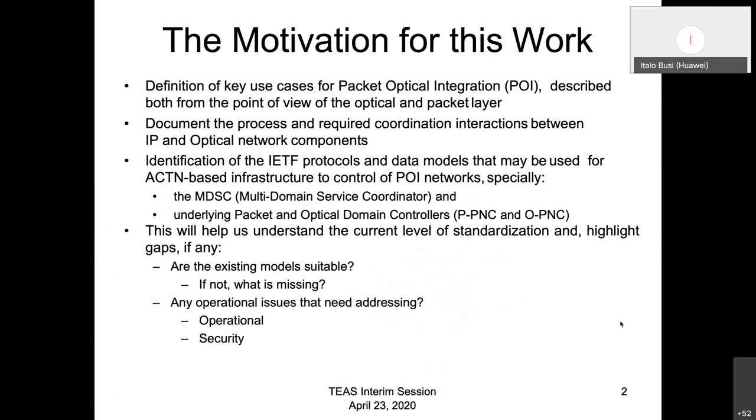Next slide, please. So, what is the motivation of the slide? This document is basically trying to describe some of the key use cases where ACTN can be used to support packet optical integration, and looking at what needs to be supported from both the optical layer and the packet layer, and how the two layers can be coordinated in a hierarchical architecture like ACTN. And therefore we describe, and then the intention is to basically do some applicability statement or analysis of which YANG model can be used between the MDSC and the packet and optical controllers, and check whether we have any gaps. So if something is missing in the existing YANG models that will be useful to address these requirements, and whether there are additional issues to consider like operational and security. Next slide.